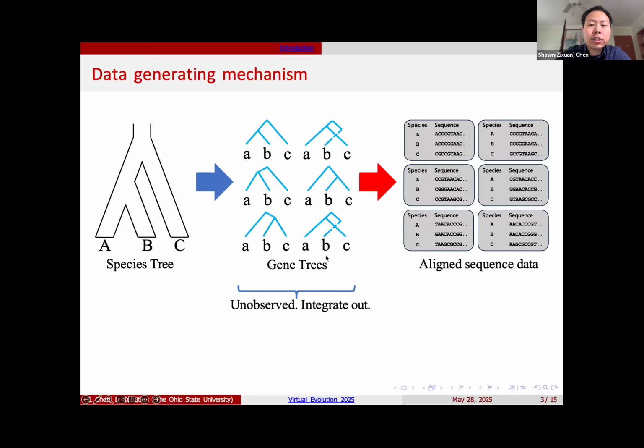And because gene trees are not directly observed, we need to integrate out the gene trees when we want to estimate a species tree directly from the sequence data using a likelihood-based approach. So under the multi-species coalescent model, the marginal species tree likelihood given the sequence data integrates over all the possible gene trees that may lie within the species tree.